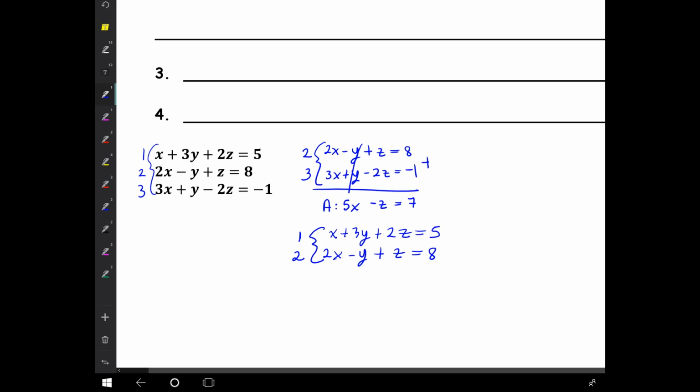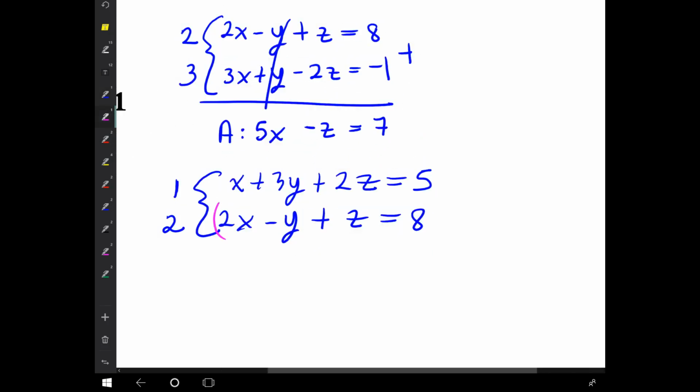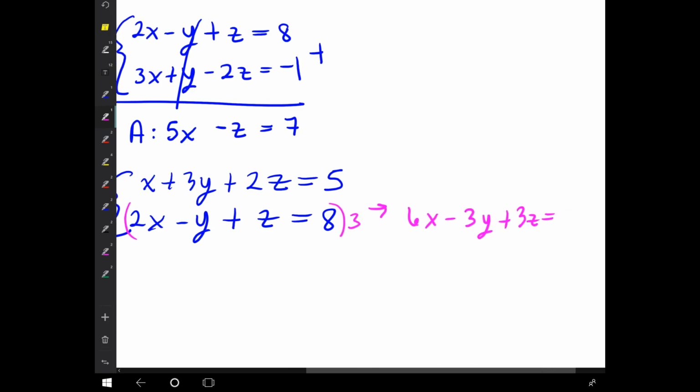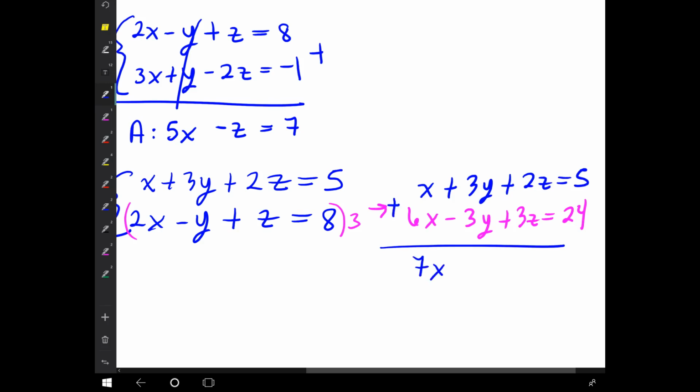But being consistent in eliminating the same variable, what would I have to multiply the bottom equation by? 3, good. So I'll multiply this by 3 here and show my new equation off to the right. It would be 6x minus 3y plus 3z is equal to 24. And that first equation I'm going to use to eliminate is x plus 3y plus 2z is equal to 5. Add straight down. x plus 6x is 7x. 3y minus 3y eliminates. And then I have 5z is equal to 29.